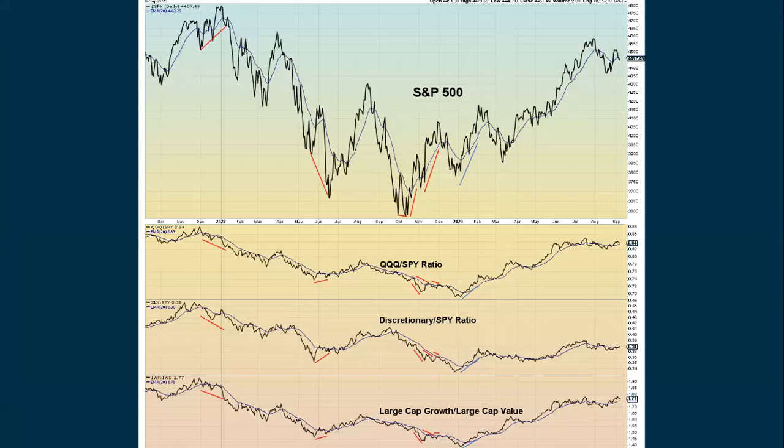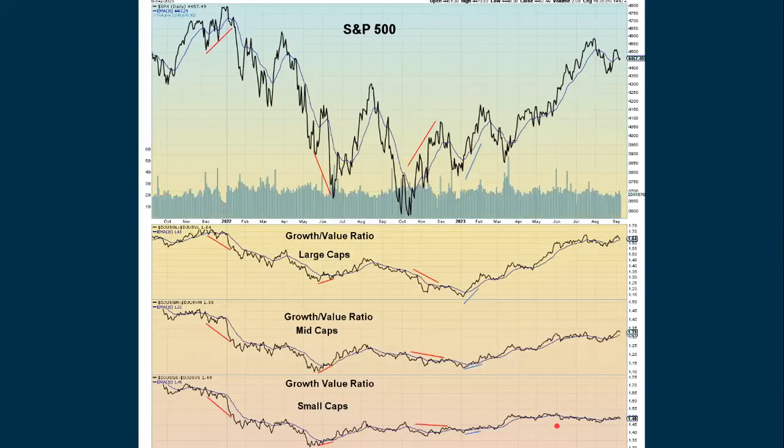The first thing that we look at is a ratio between the Qs and the S&P. When this is going up, that means that growth is outperforming value. Discretionary, another form of growth. When this is going up, that means that the discretionary sector is outperforming the S&P. And then we look at large cap growth and compare it to large cap value. When that's going up, that's more positive for the market.